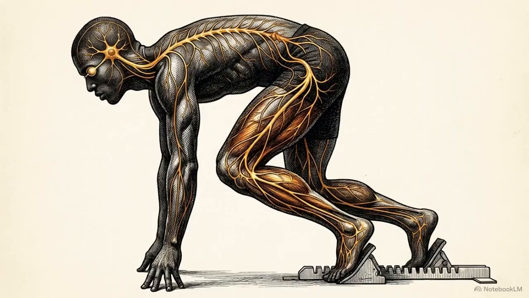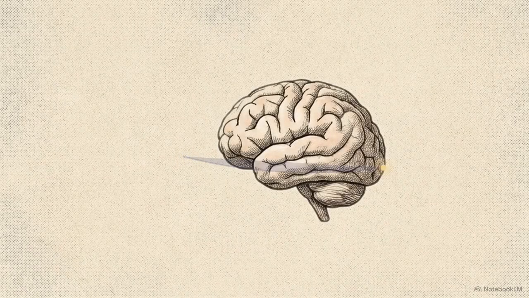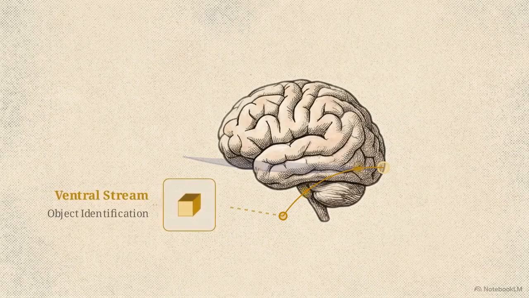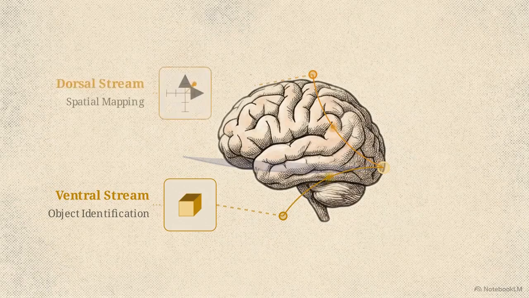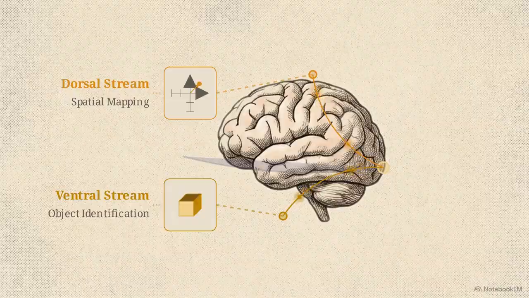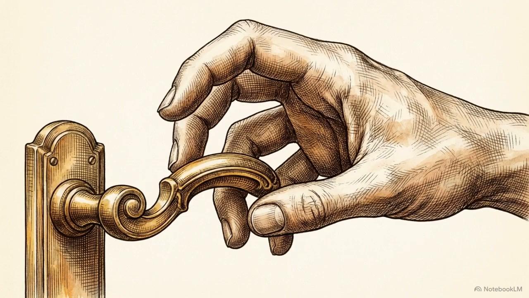The nervous system couples these visual representations with the body's potential for action. Visual information travels along two paths. The ventral stream identifies the object, while the dorsal stream maps its spatial relationship to the body. This allows the system to recognize affordances.